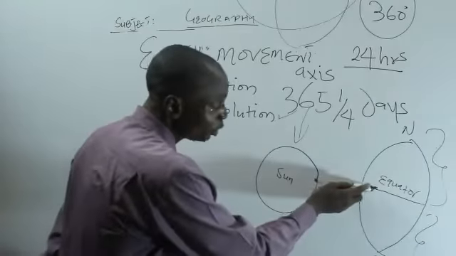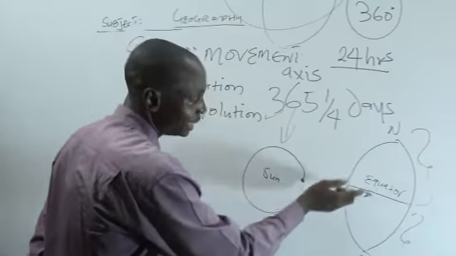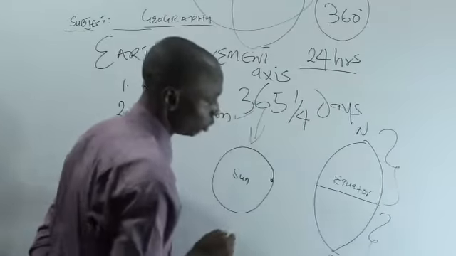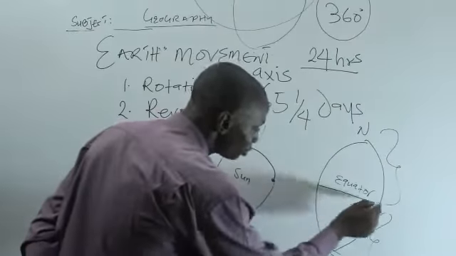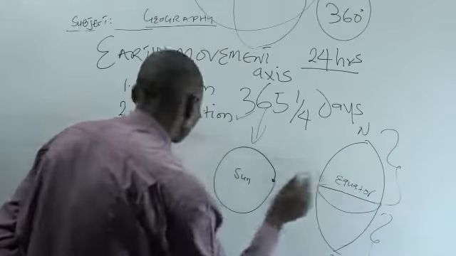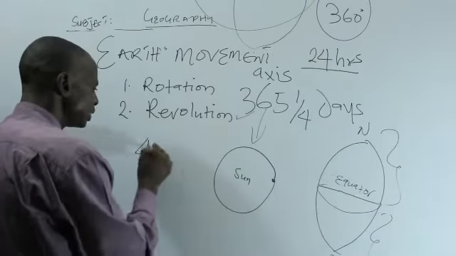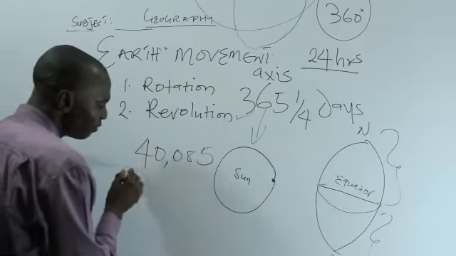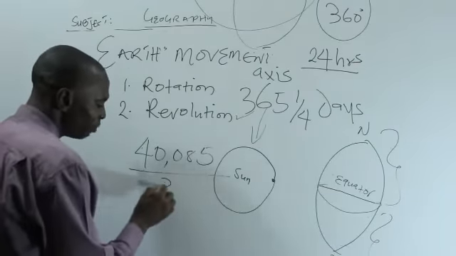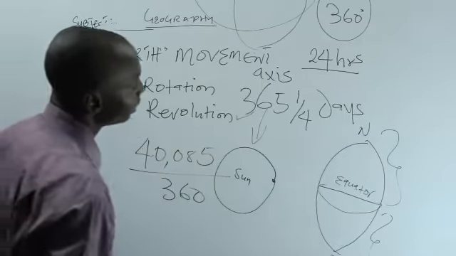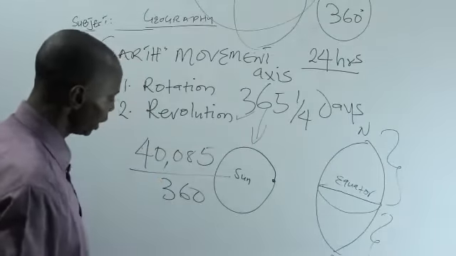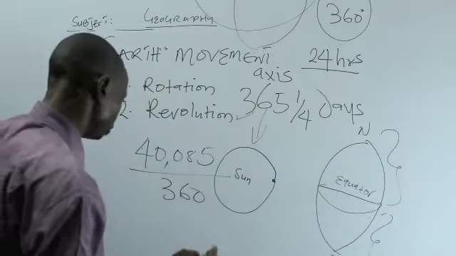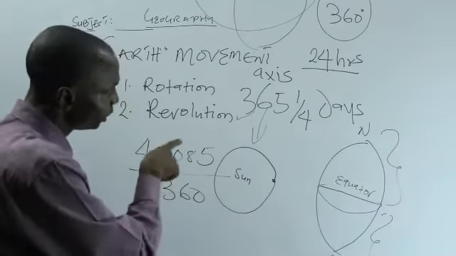So this equator divides the what? The earth into two equal halves. Now, the circumference of the equator, the circumference from here to here of the equator is 40,085. Now, if you divide 40,085 by 360, it's going to give you... I think I'll need a calculator. I'll solve this one out.